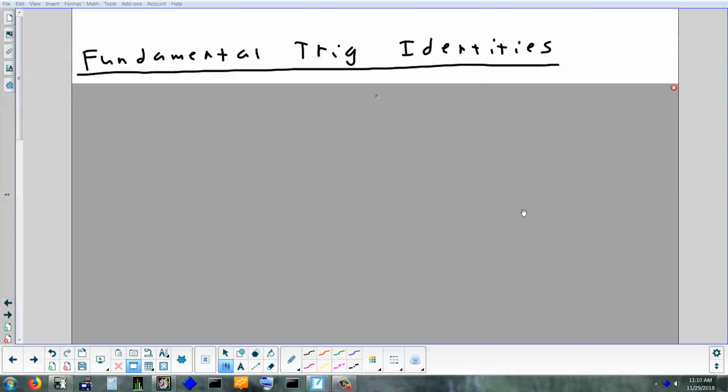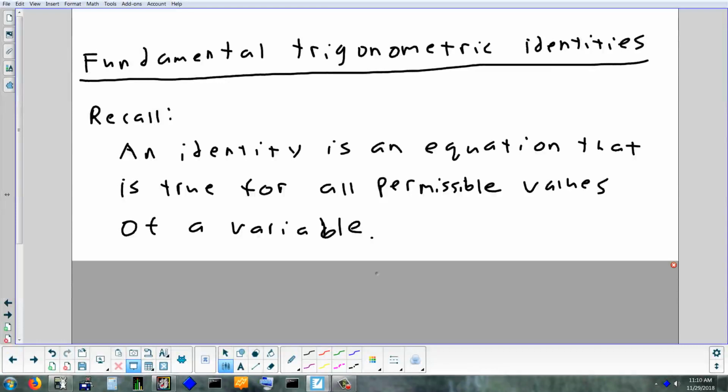So we're going to finish up on the last part of 6.2, which is totally separate from unit circle trig. It's trig identities. So just as a reminder, an identity is basically an equation that's true for all values of a variable. It's not an equation that sometimes it works. It's an equation that always works.